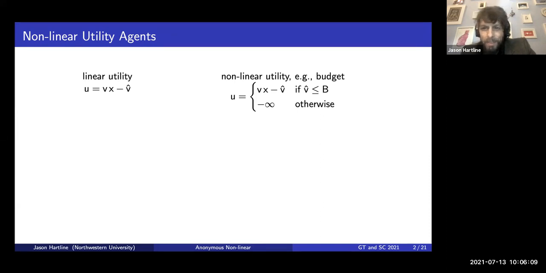One of the canonical models of nonlinear utility is given by agents with budgets. The issue with agents with budgets is that if the price they're asked to pay is too high, then they are not willing to pay that, and so this introduces a nonlinearity to the utility function. The simplest model of agents with budgets is that their utility is linear as long as the payment they have to make is less than the budget, and it's minus infinity otherwise.